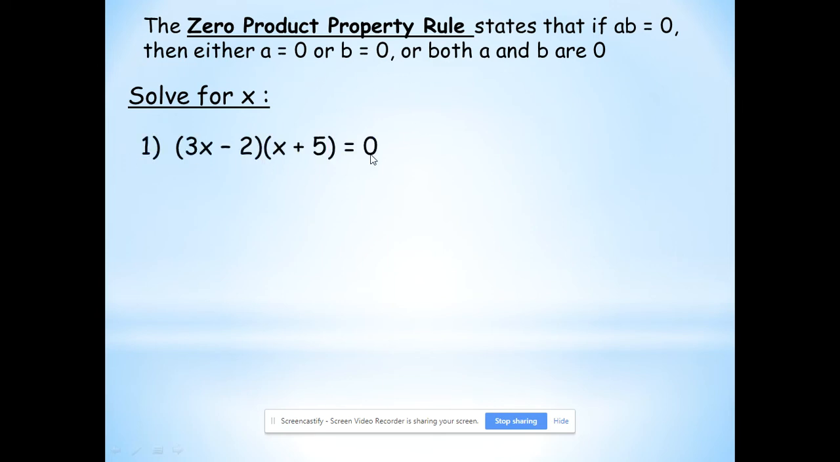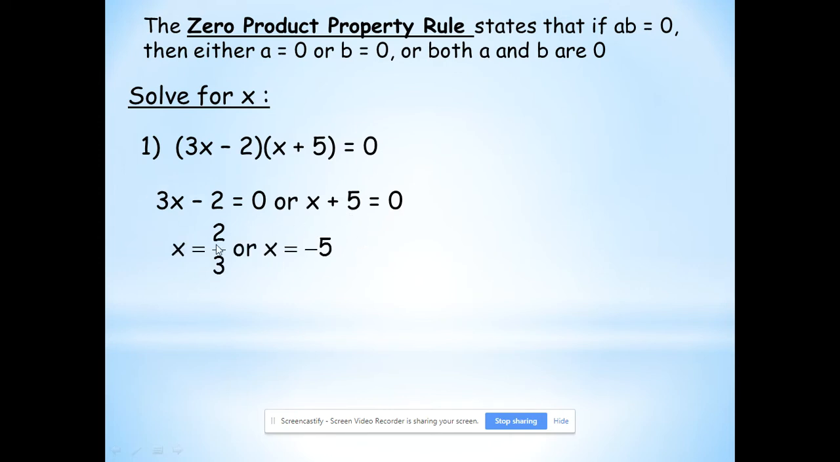This one here is already factored, but we're going to apply the zero product property rule in order to find out what x would equal. In order to do so, you're going to set each parentheses equal to 0. So 3x minus 2 equals 0, or x plus 5 equals 0. Then you solve each equation separately for x. So here you find out that x equals 2/3 or x equals -5.